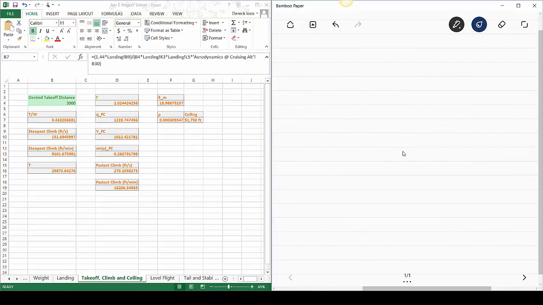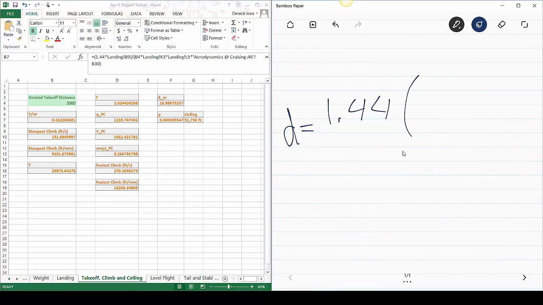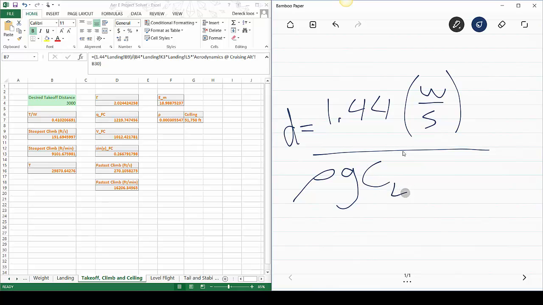And this equation right here, D equals 1.44 times W over S divided by rho, which is our air density, times G, which is our force of gravity, 3.22, times CL max takeoff, times T over W.